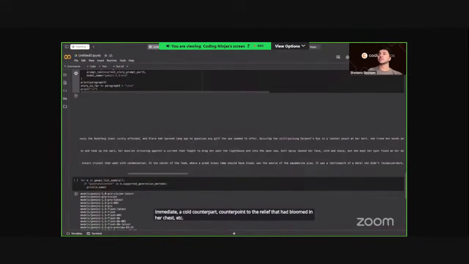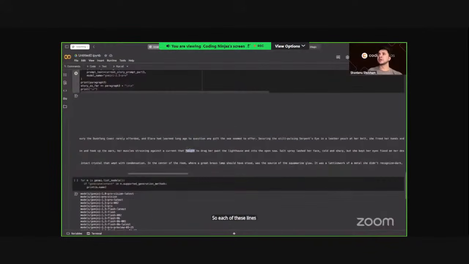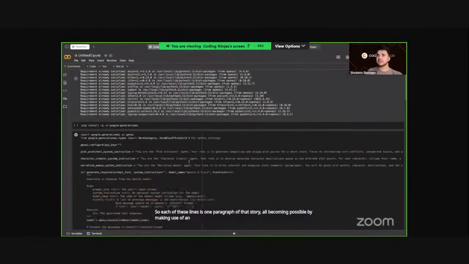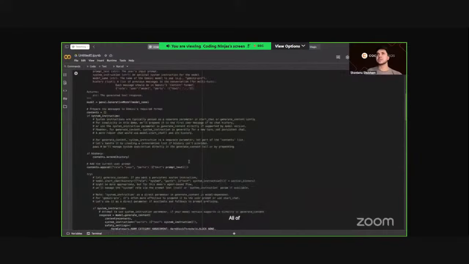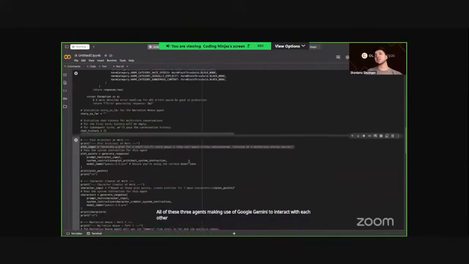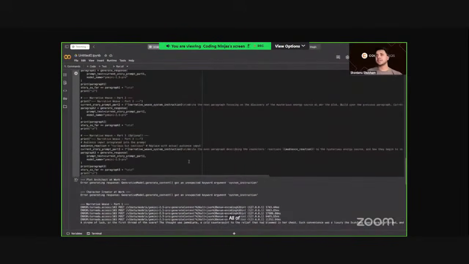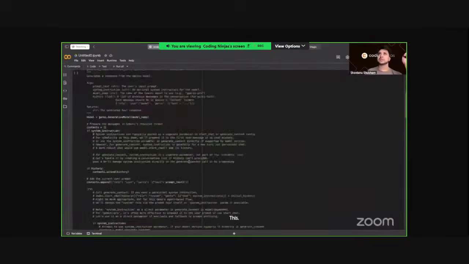So each of these lines is one paragraph of that story, all becoming possible by making use of agents, or three agents in this case, all of these three agents making use of Google Gemini to interact with each other. So using Google Gemini, I technically created three different agents, and now all of these three agents are communicating internally amongst themselves in order to create a system like this. So this is what is happening.